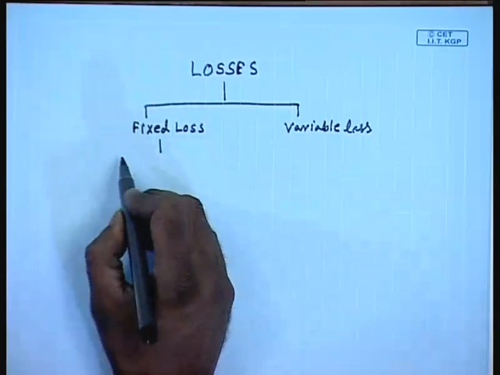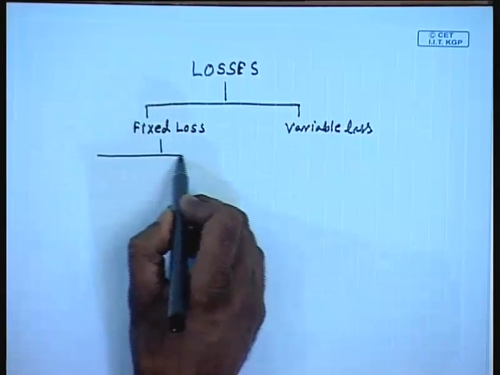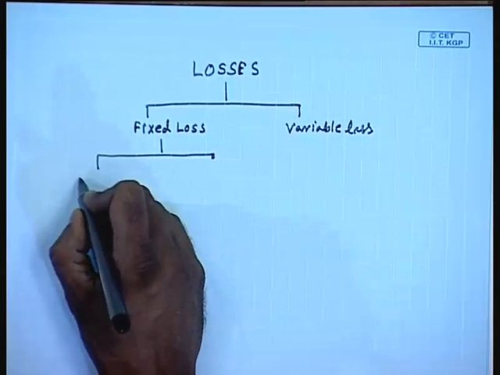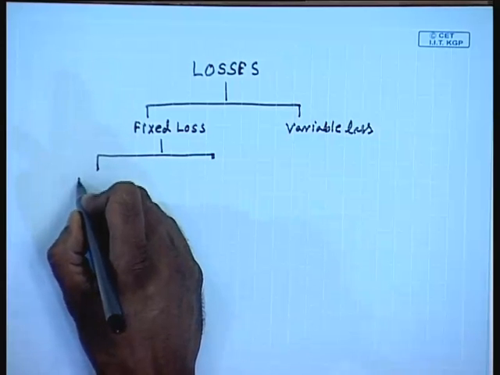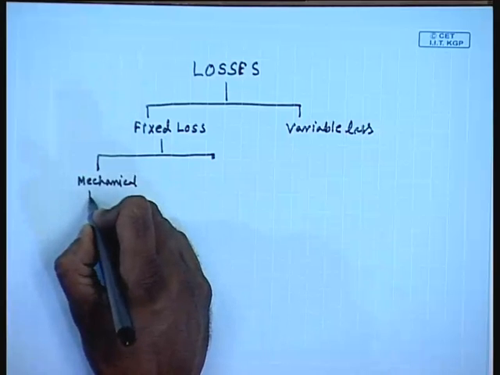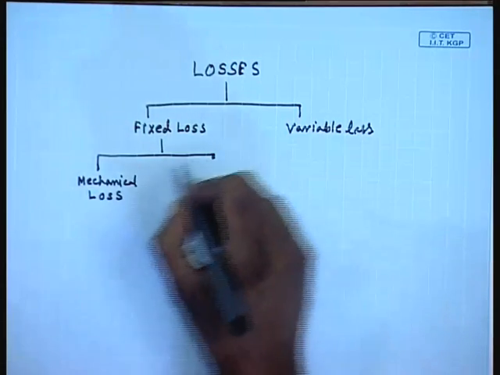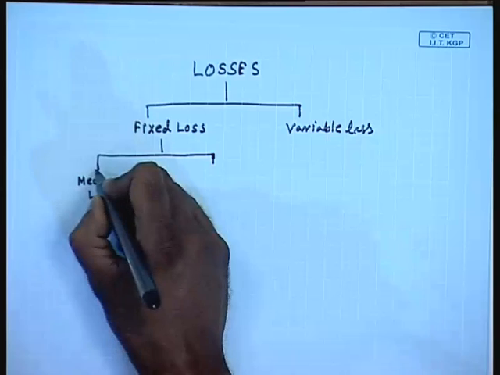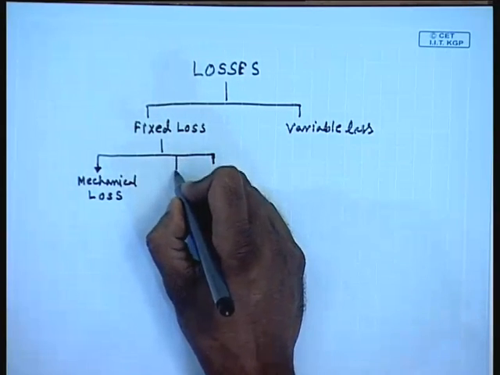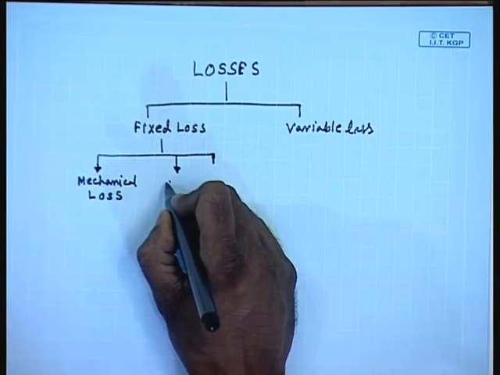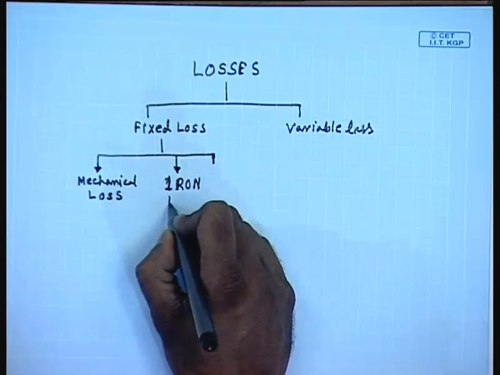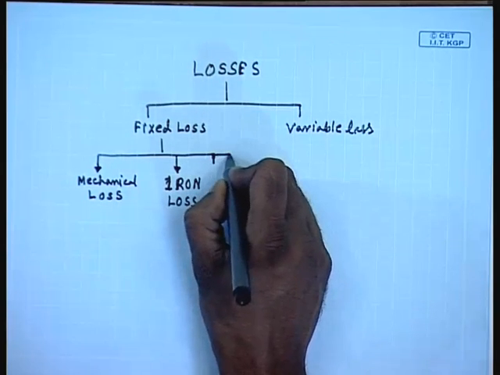Now, fixed loss for a DC shunt motor has several components. One is called the mechanical loss, assuming that the machine operates almost at constant speed, then the iron loss and also the shunt field loss.